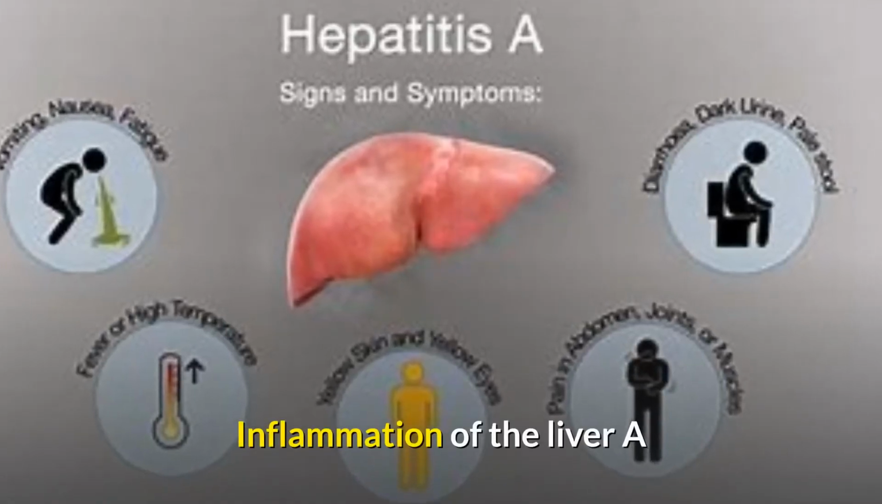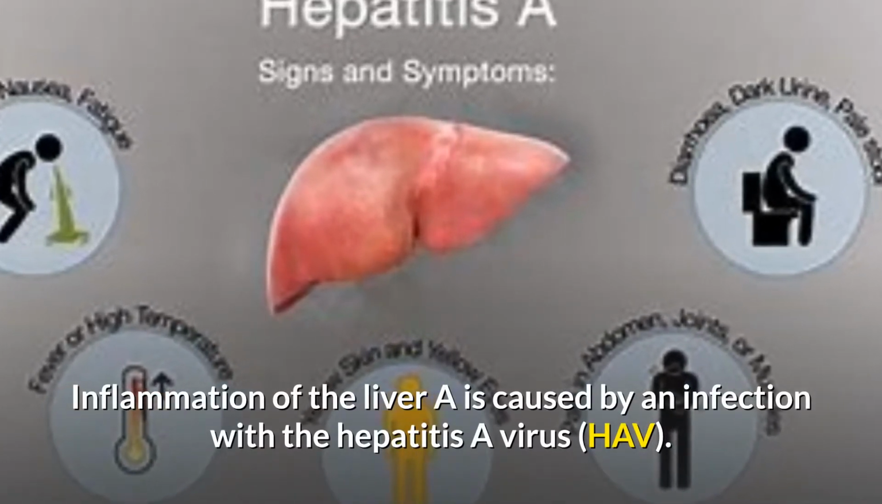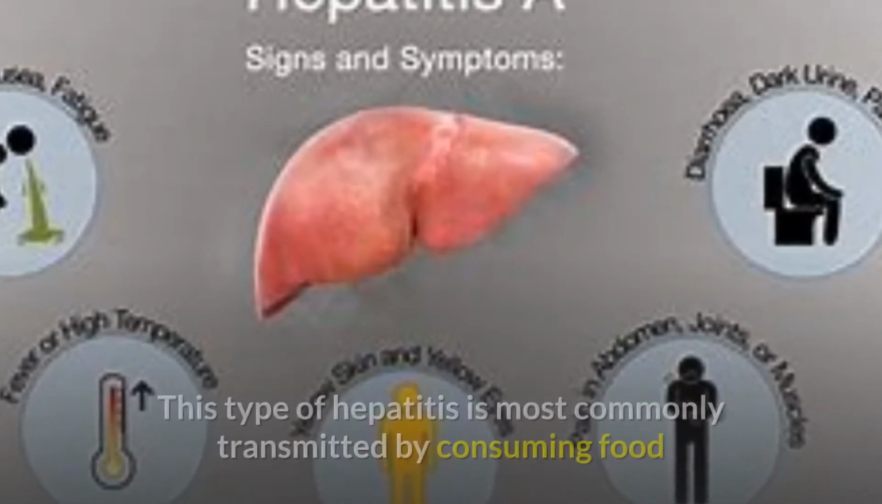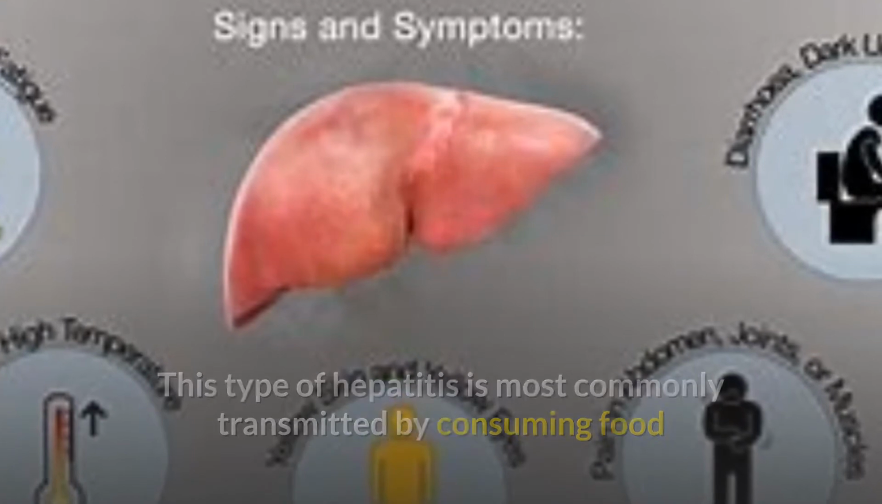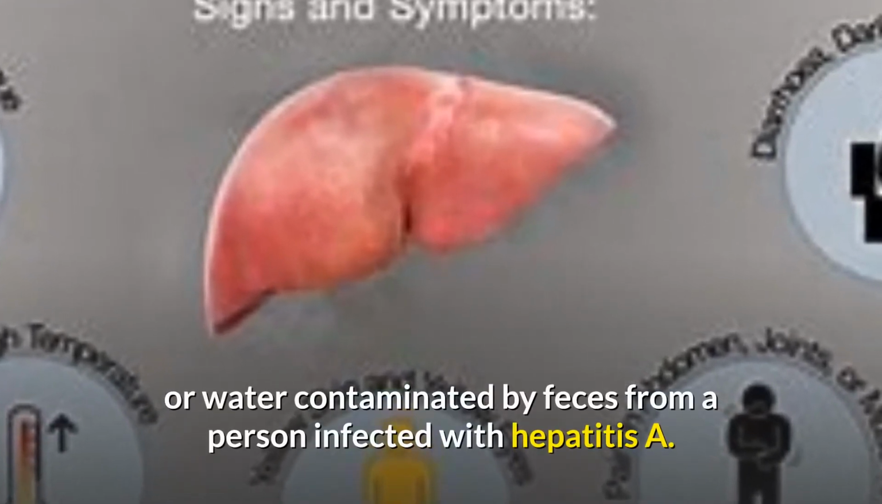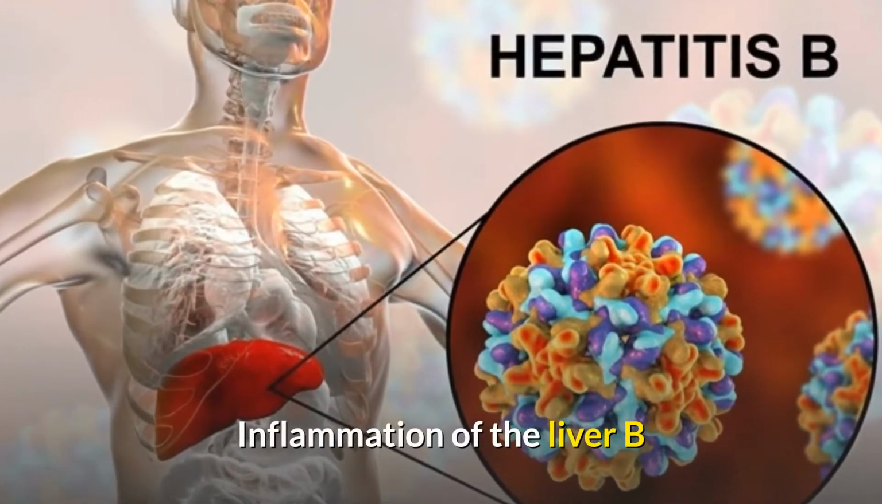Inflammation of the liver A. Inflammation of the liver A is caused by an infection with the hepatitis A virus, HAV. This type of hepatitis is most commonly transmitted by consuming food or water contaminated by feces from a person infected with hepatitis A.